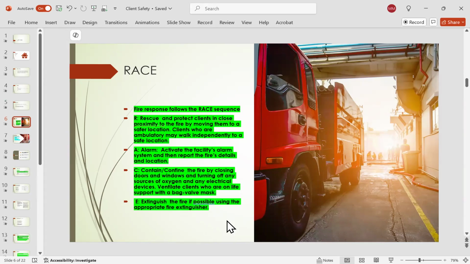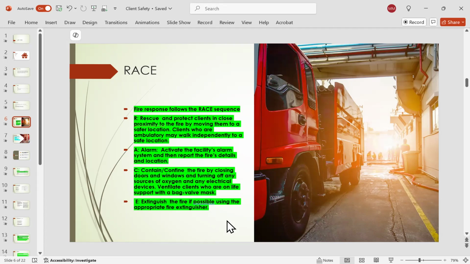Then alarm, activate the alarm, okay? If there's a phone right there, you can call and report the details, the location of the fire. Then confine or contain if you can safely do that. And I'm going to say this, don't ever put yourself at risk. You understand? Get your clients and you safely out, okay? But if you can contain the fire, so if it's inside a room, you shut the door.